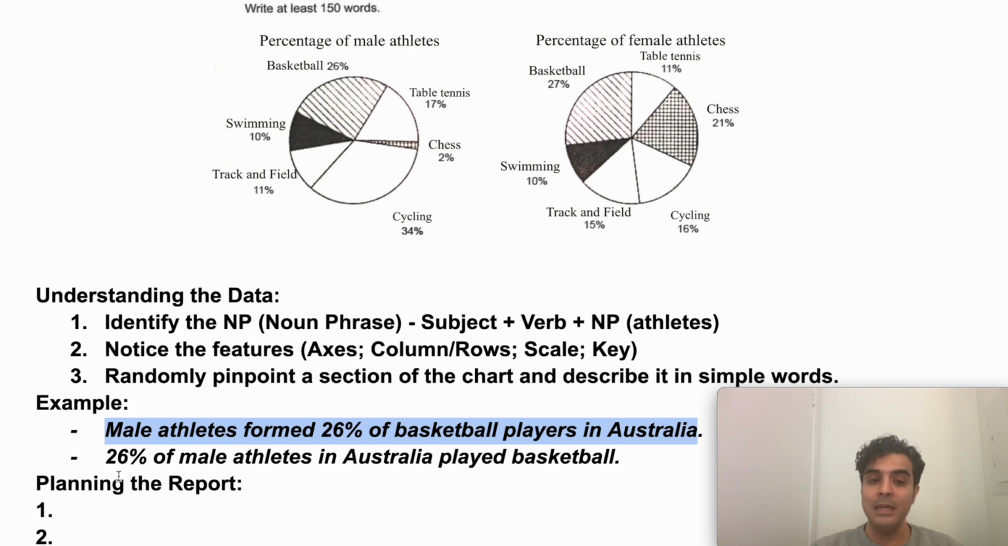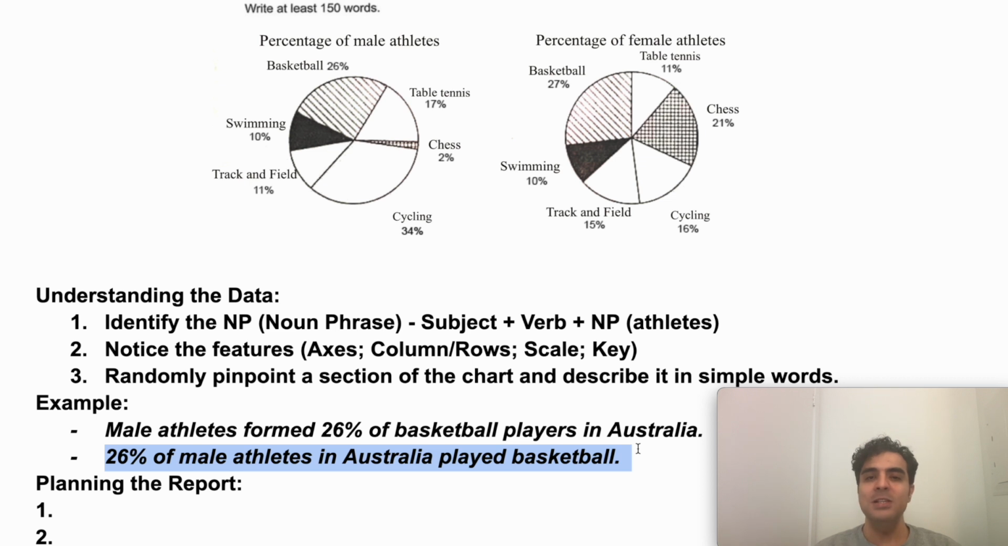On the other hand, when I say 26% of male athletes in Australia played basketball, this is closer to what the examiner wants and what the data is showing. Because if you think about it, the 26% relates to the NP, in this case, the male athletes, right? So from among the male athletes, 26% played basketball.